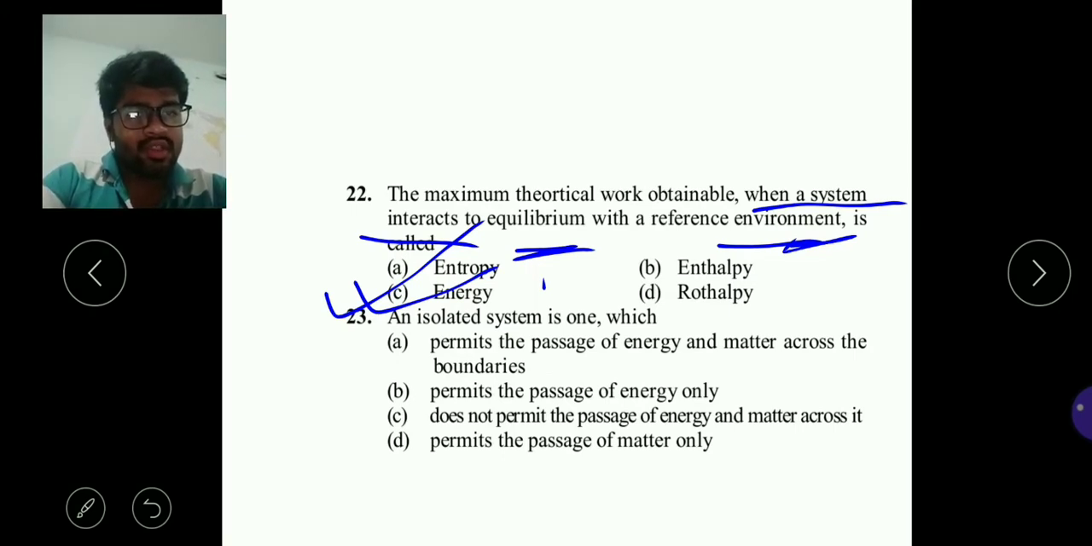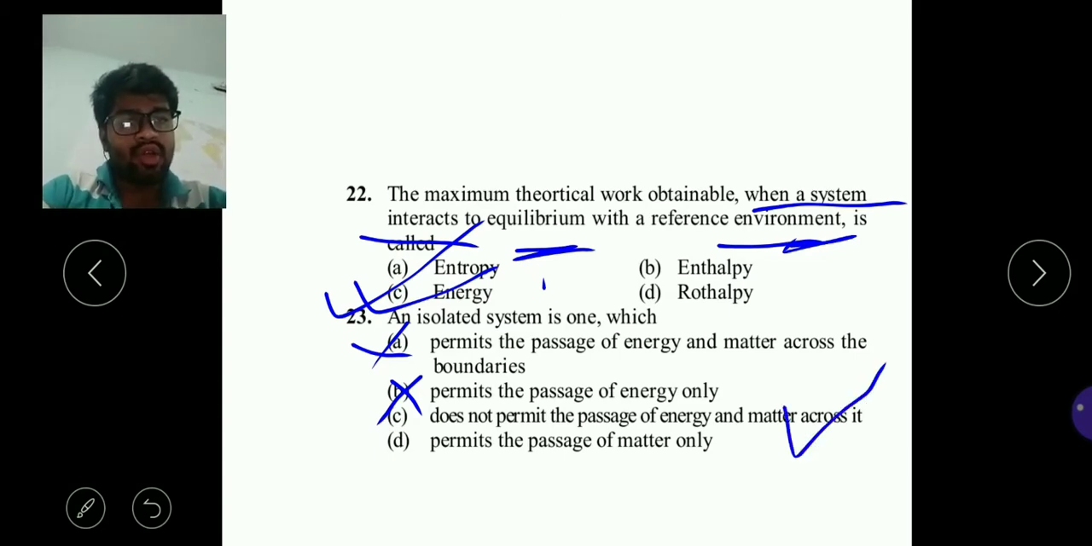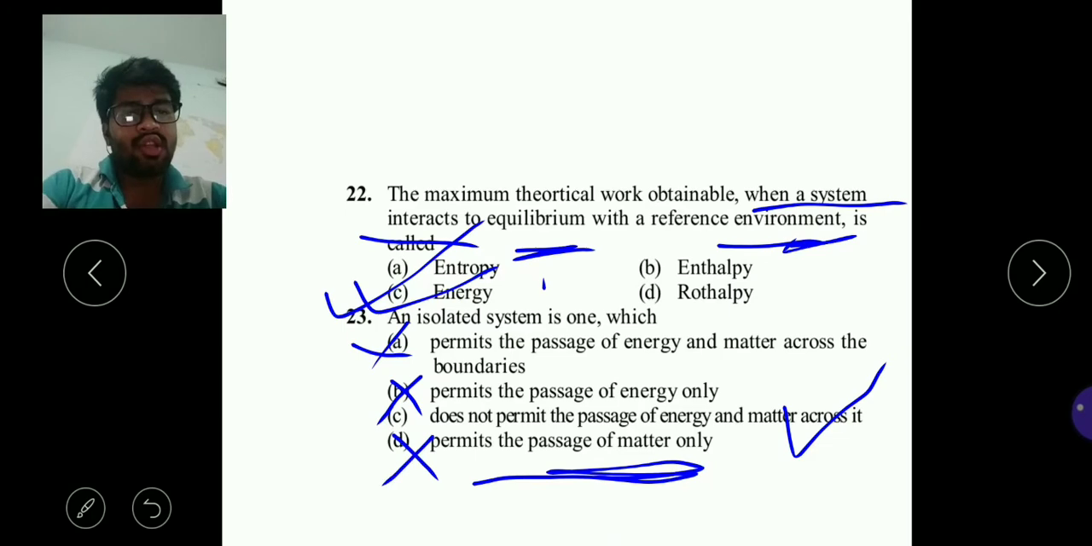So we have to check the options here. Permit the passage of energy across the boundary? No. Option 1 is correct. Permit passage of energy only? No. It doesn't permit the passage of energy and matter across, so it doesn't allow. C is the correct option here. Permit the passage of matter only, D is also wrong, so C is the correct answer here.